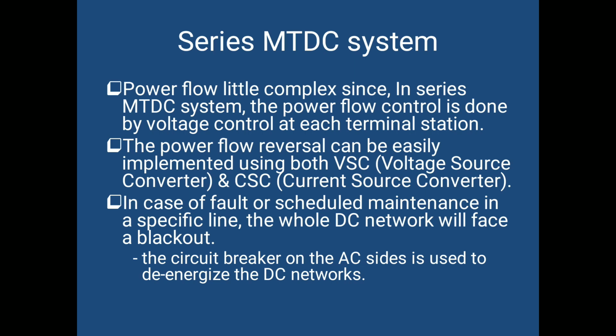And in case of fault or scheduled maintenance in a specific line, the whole DC network will face a blackout. Therefore, just like in a two-terminal system, the circuit breaker on the AC side is used to de-energize the DC network.